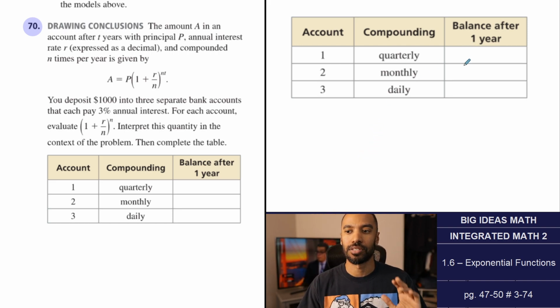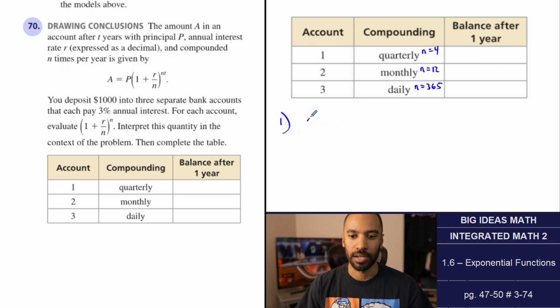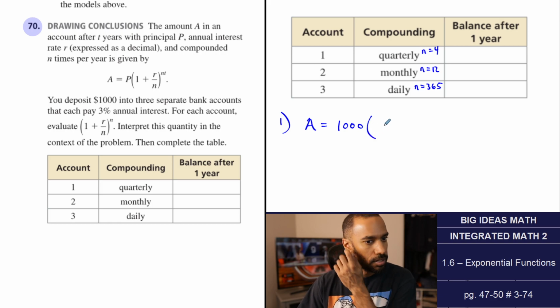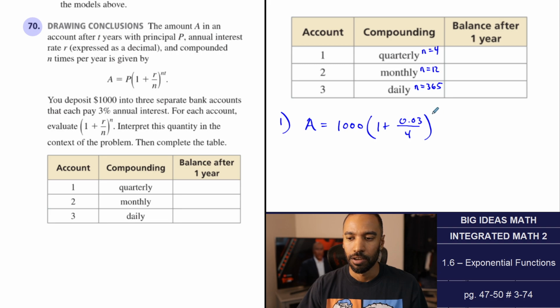But it is more. Quarterly, these are the number of times that you compound throughout the year. This has to do with n. Quarterly is 4 times throughout the year. Monthly is 12 times throughout the year. And daily is 365 times throughout the year. So there are 3 different accounts. In account number 1, we are going to accrue from a $1,000 principal amount, 1 plus 3% interest over 4, this is quarterly, raised to the 4th power.